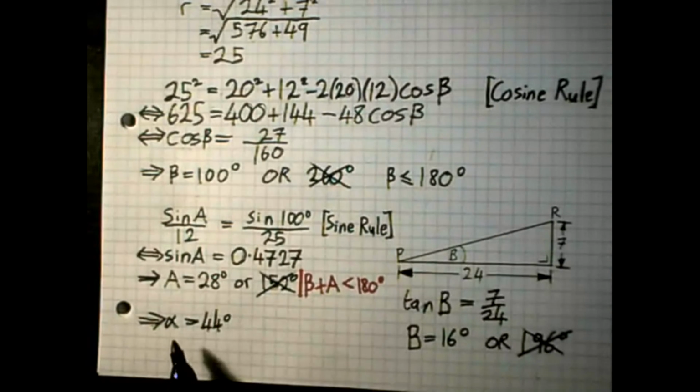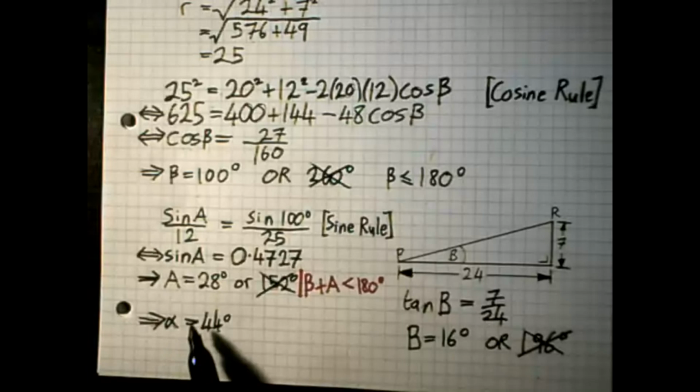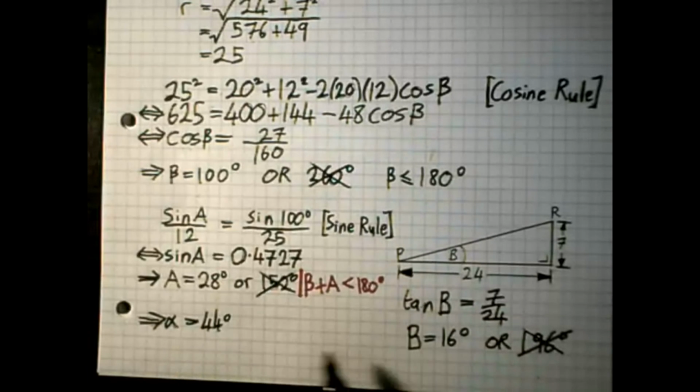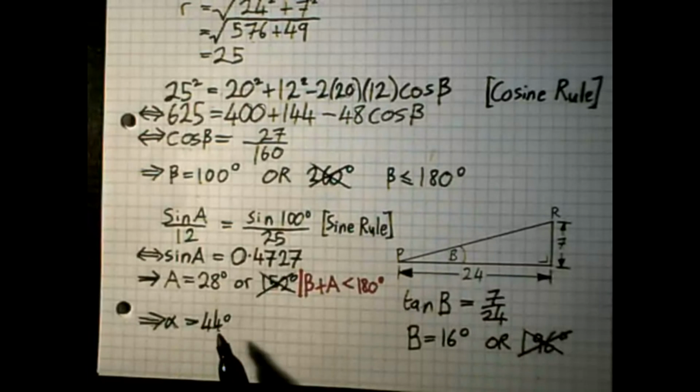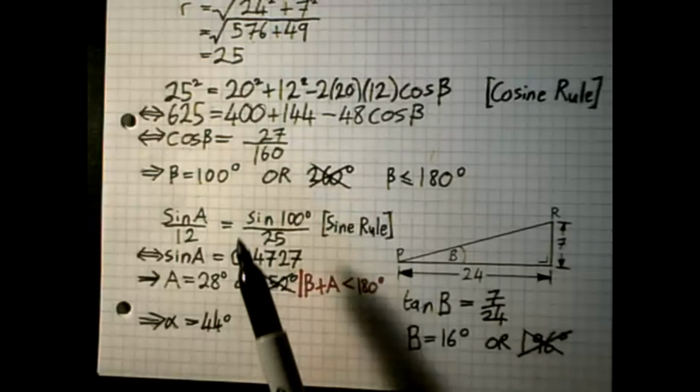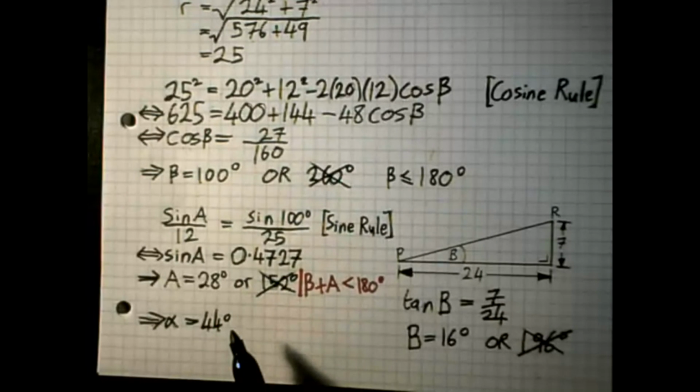Lastly, I know that alpha is the sum of a and b, so it's 28 plus 16, and that gets me 44 degrees. So I now have beta and I have alpha, so that's the question finished.